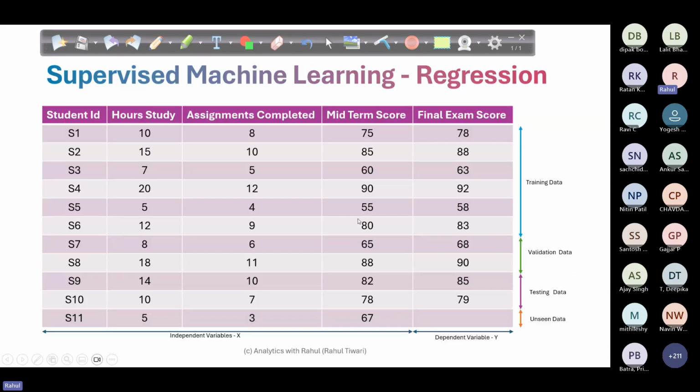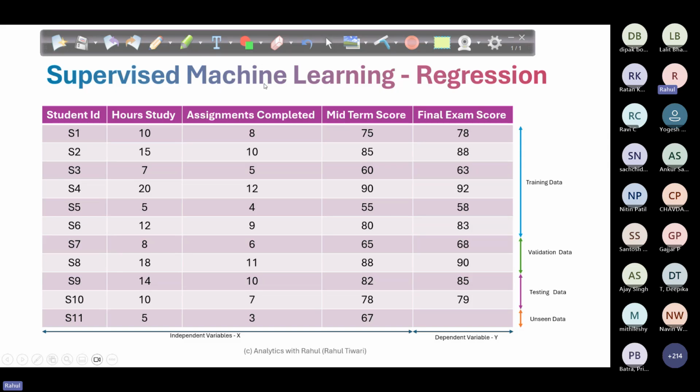Let's try to understand how we can get the data. So here you can see that, as I mentioned, my school is running for the last 5 years. I have certain information with me, where I am already aware of the student ID, how many hours he or she studied, how many assignments he or she completed, what the midterm score is, and what the final score is. This is for past students.